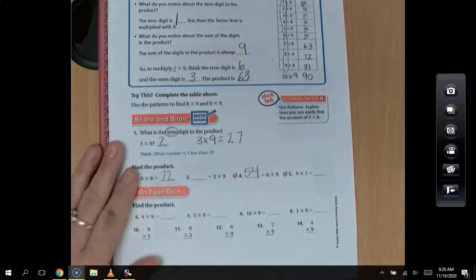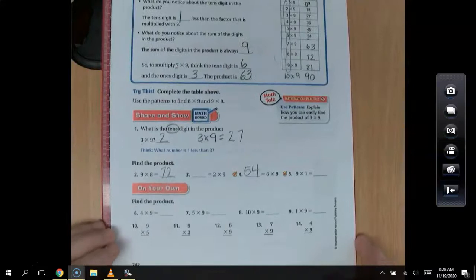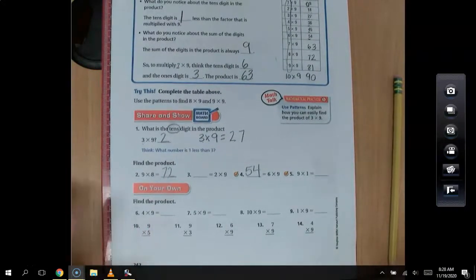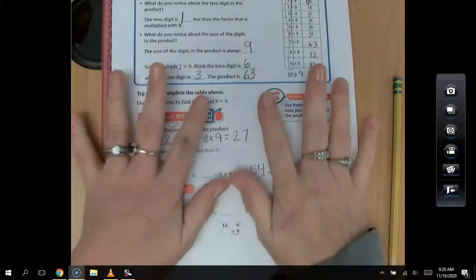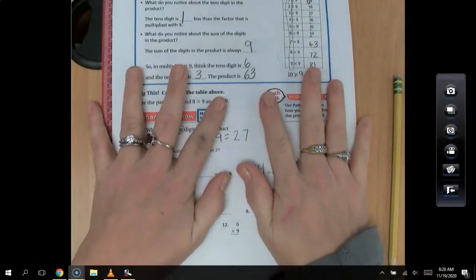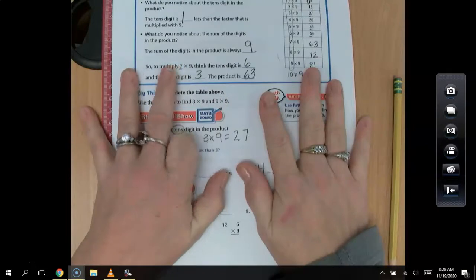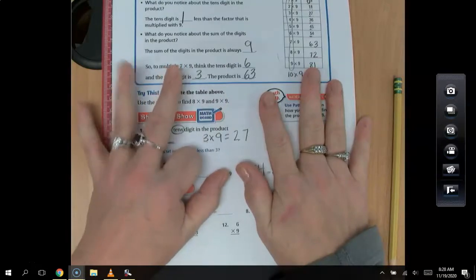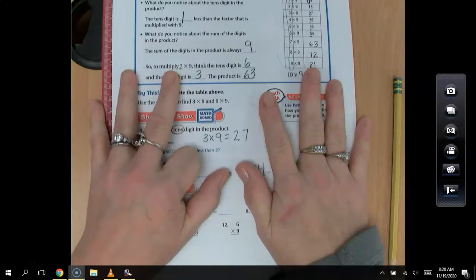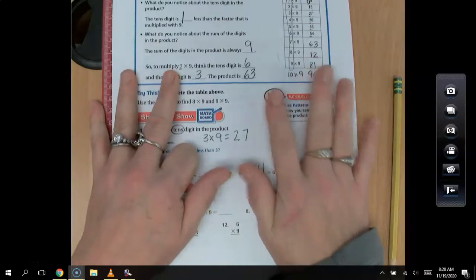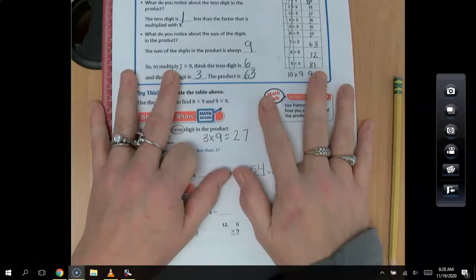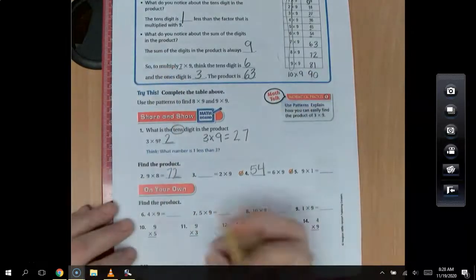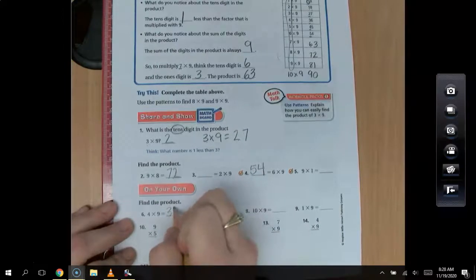Great job. Okay, let's move down to the bottom. 4 times 9. Okay, what's 4 times 9, boys and girls? If using the 9s trick, I'm going to put my 4th finger down. 1, 2, 3, 4. How many do I have on the left side? 3. And how many fingers do I have up on my right side? 6. 36. So 4 times 9, boys and girls, is 36.